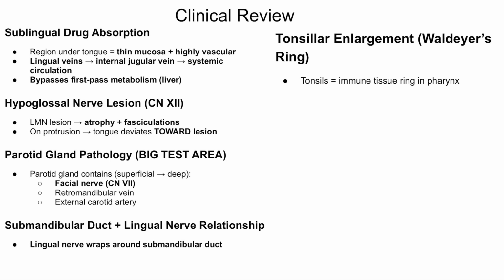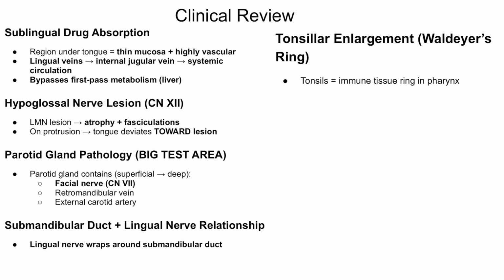Okay, so the submandibular duct and lingual nerve relationship is another classic trap here. The lingual nerve wraps around the submandibular duct as it courses through the floor of the mouth. This creates a close anatomical relationship that matters clinically because procedures involving the duct or gland can injure the lingual nerve, leading to loss of general sensation and taste via chorda tympani fibers in the anterior 2/3 of the tongue.